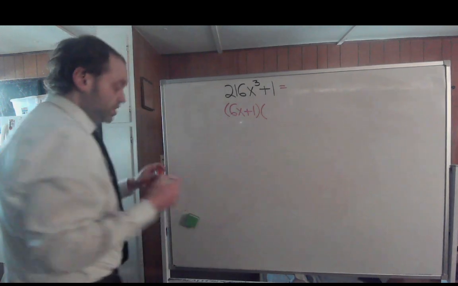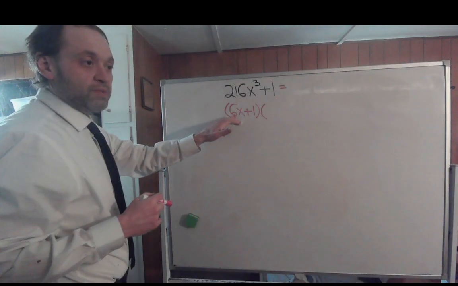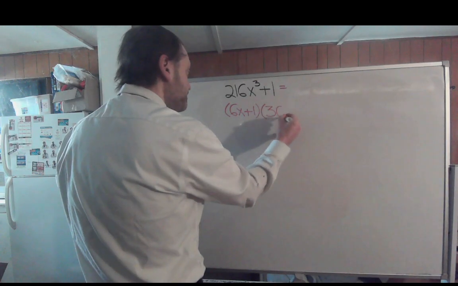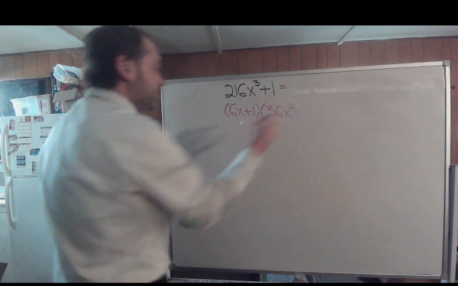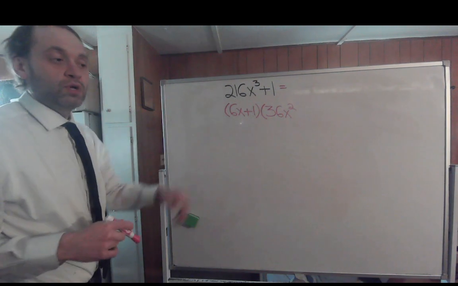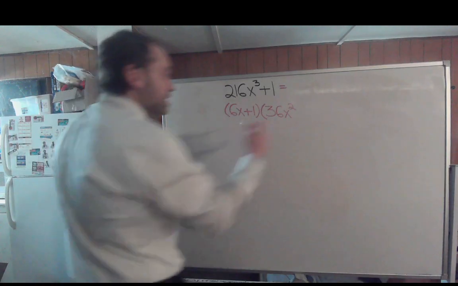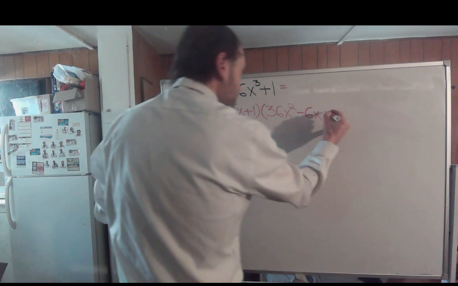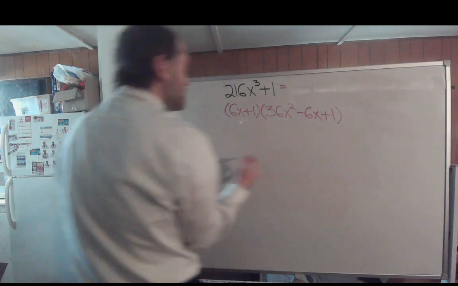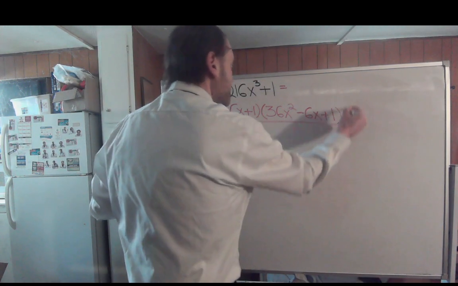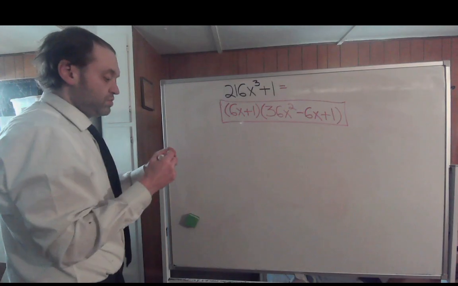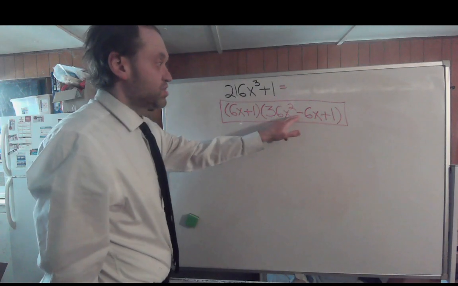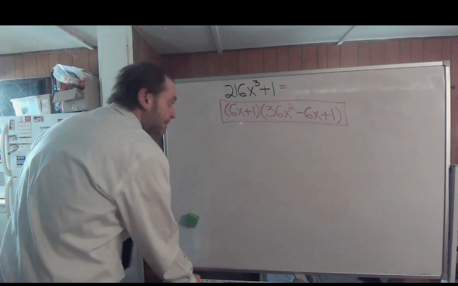Now we've got to form the quadratic factor. So you'll take your first term, that's 6x, you'll square it. You should get 36x squared. Now, for your next term, take your 6x times 1 and then negate it. You would end up getting minus 6x. Then take your 1 and square it, you would just get plus 1. So 216x to the third plus 1 would factor into the quantity of 6x plus 1 times the quantity of 36x squared minus 6x plus 1.